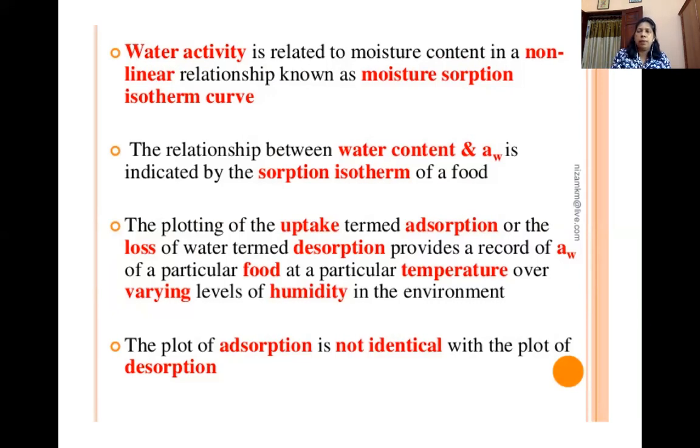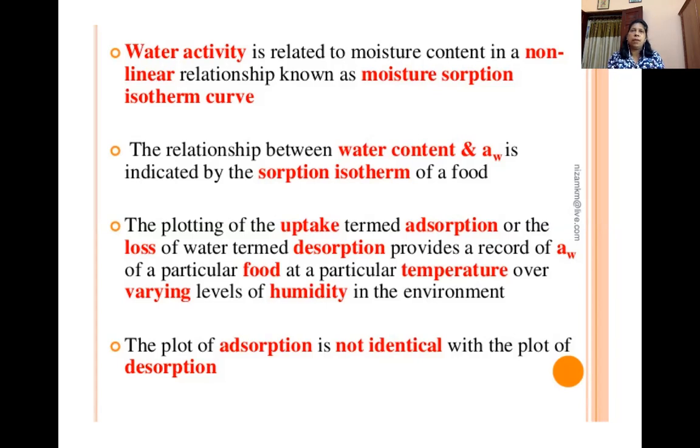So the moisture sorption isotherm: there are two for a particular product at the same temperature. We can draw two sorption isotherms. One is the absorption, that means the uptake of water. The other one is the desorption, which is the reducing or losing of water. Therefore, it is for the particular food at a particular temperature over varying levels of humidity in the environment, right?